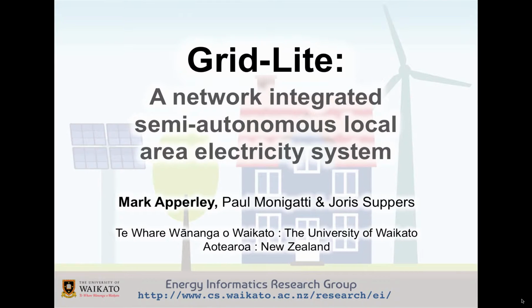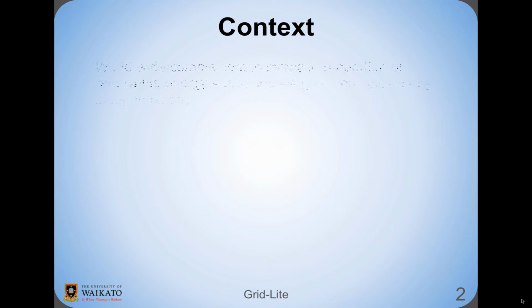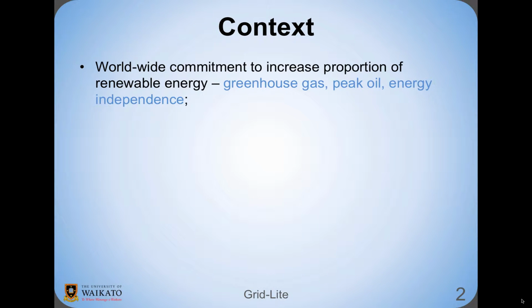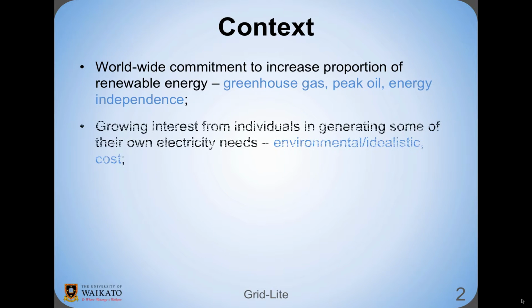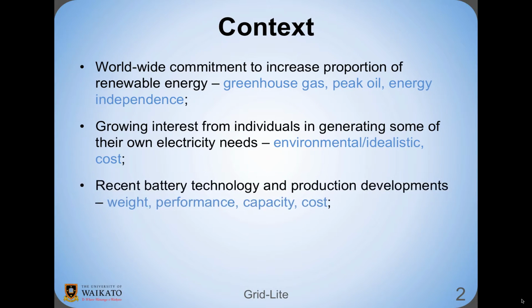To begin the discussion of the GRID-LITE concept, it's appropriate to look at the context in which this model arises. First, there is the growing awareness of climate change and the significance of greenhouse gas emissions, the approaching dilemma of peak oil, and the pursuit by many jurisdictions of energy independence. This, coupled with growing affordability and practicality of small-scale renewable generation, has led to an increasing number of people wanting to generate some of their own electricity needs based on a mix of environmental, idealistic, and financial grounds.